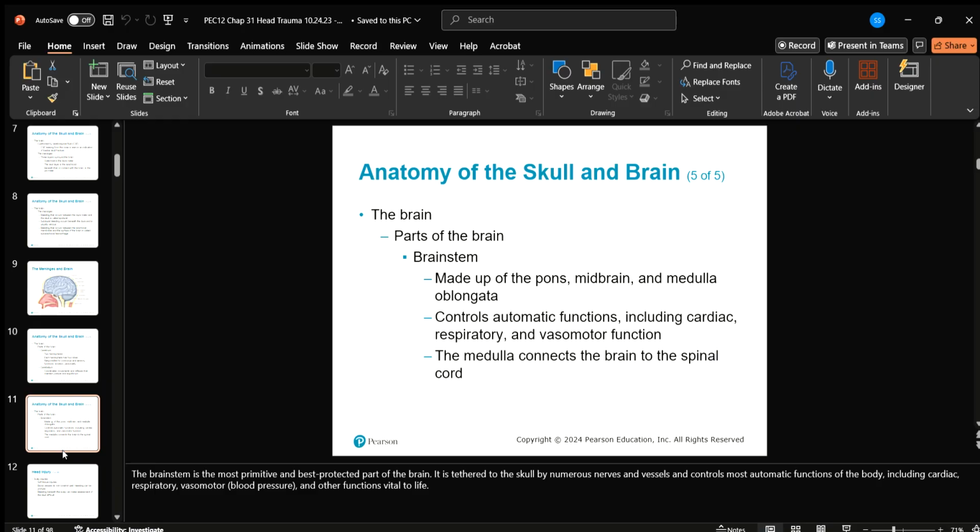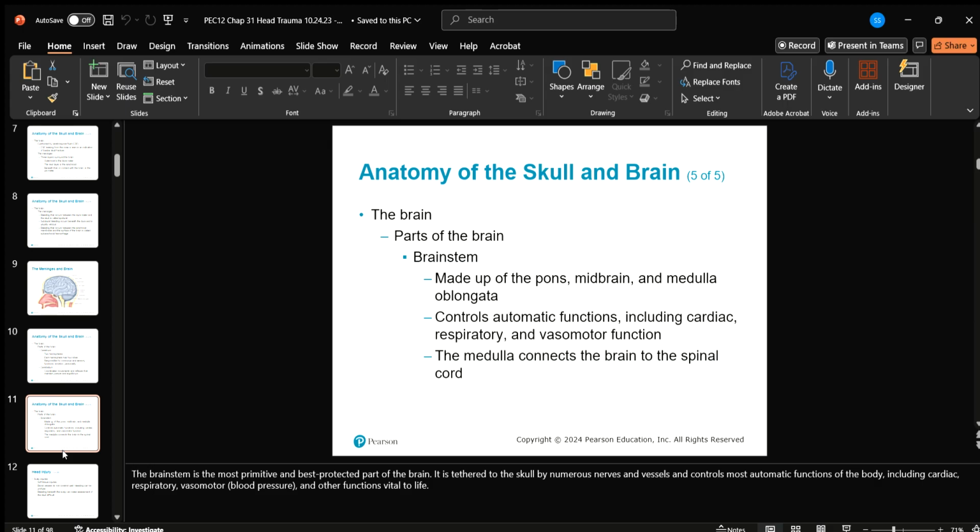All right, the brain stem. It makes up the pons, midbrain, and the medulla oblongata. So, what does the medulla oblongata control? It's up there. Cardiac, respiratory, vasomotor function.